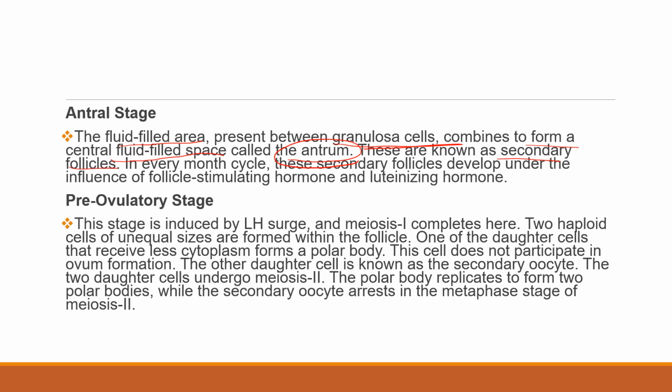Previous to this, they were arrested in the primary follicular stage, in prophase 1 of meiotic cell division. Now every month these secondary follicles develop under the influence of follicle stimulating hormone, FSH, and luteinizing hormone, LH. These follicles mature in the presence of FSH and LH in every monthly cycle. So this is the antral phase.